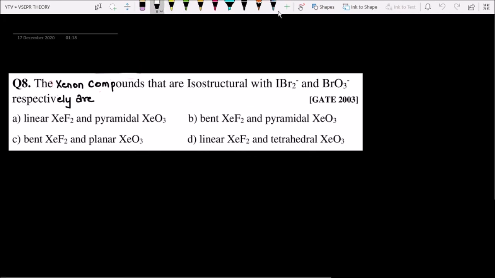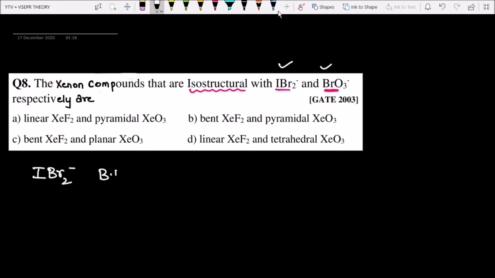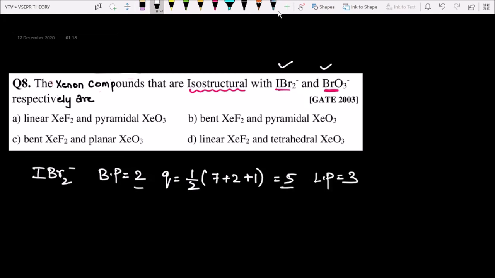In this question, they are telling you the xenon compounds that are isostructural with these two, IBr2 minus and BrO3 minus. First we need to find out what the shapes of these two are. One is IBr2 minus. The bond pair is equal to 2 and the quotient is equal to half into 7 plus 2 plus 1, so it's equal to 5 and the lone pair is equal to 3, 5 minus 2, which is equal to 3. Now if it is 2-3, what is it? It's going to be linear. So IBr2 minus should have something isostructural, which means it should be linear. So bent cannot be and bent cannot be.